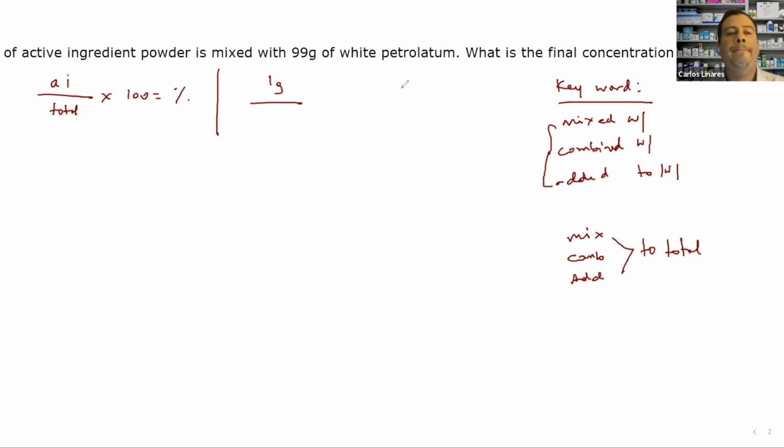So when we're mixing this, if you mix 1 penny with 99 pennies, how many pennies do you have? 100 pennies. That's what you're doing here. And this we're multiplying times 100 because we want to find the percent. So 1 times 100 is 100, and 100 times 1 is just 100. So 100 over 100 is equal to 1%. So this compound or this mixture has a 1% strength. That's how strong the medication is.